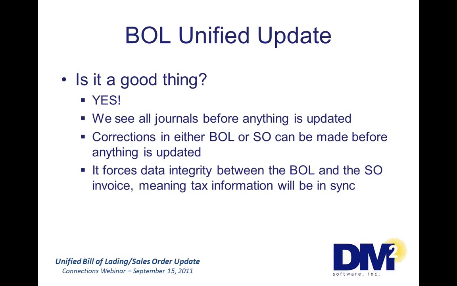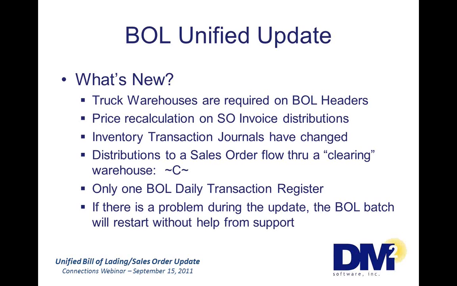So, here are the things that are new. Truck warehouses are going to be required on bill of lading headers. The bill of lading is going to do a price recalculation on sales order invoice distributions. There's been a change to inventory transaction journals. The distributions to a sales order invoice will flow through a clearing warehouse called ~C. There's going to be only one bill of lading transaction register. And if there is a problem during the update, the bill of lading batch will restart without help from support. So let's look at these a little bit closer.